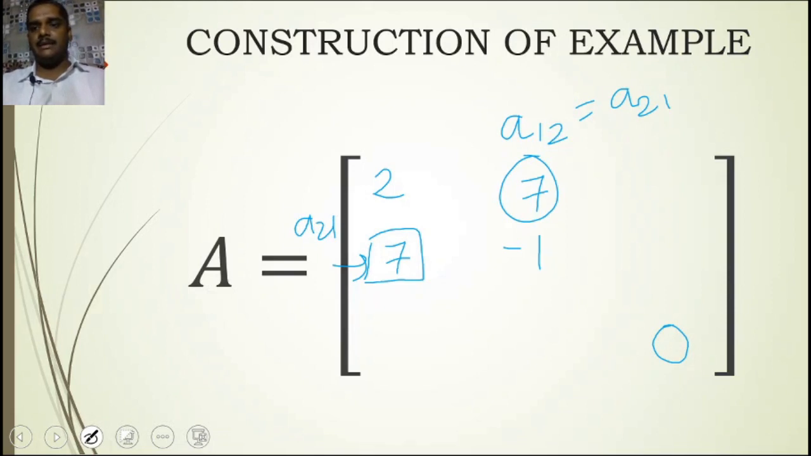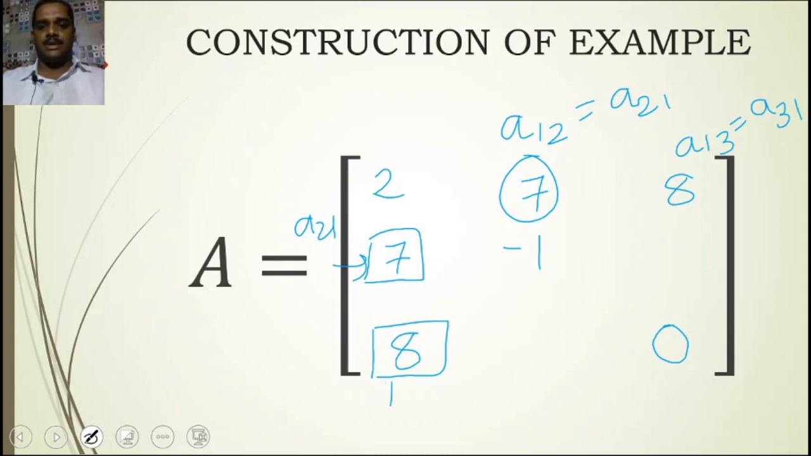Suppose I put any number here, 8. So I have to put the cross diagonal the same. The cross diagonal entry of this 8 is here. So I have to put 8 over here. This is your a13, and according to the condition that will equal a31, and this is nothing but your a31.